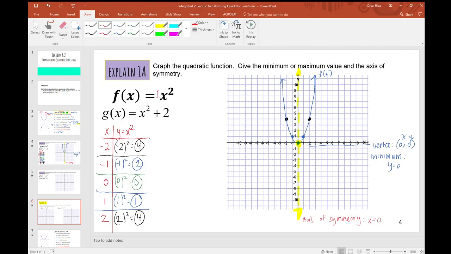Now let's take our parabola and graph g of x by using transformations. So g of x equals x squared plus 2. Let's rewrite this in vertex form. Vertex form is the equation we saw earlier with g of x. And in case you forgot what vertex form is, let's write it down. g of x equals a times x minus h squared plus k. This is vertex form.